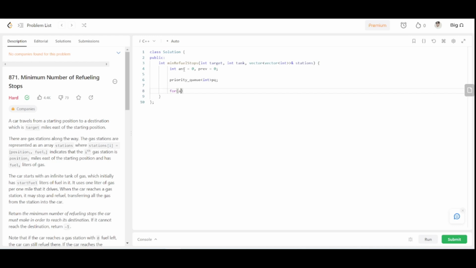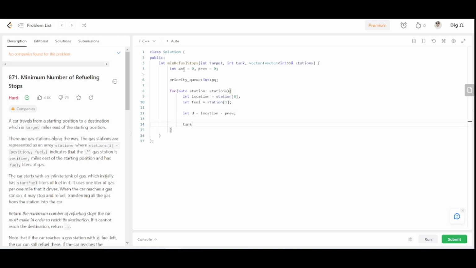Now iterate over all of the gas locations, iterate over the stations array. The first element is the location, so station[0] is the location, and the second element is the fuel that it offers, station[1]. Now calculate the distance which I have to travel, let's call it D. So D is nothing but the current location minus the previous location.